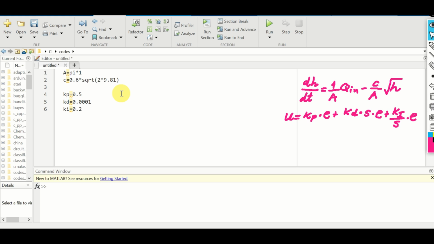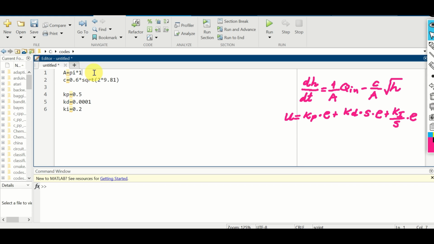The first step is to define the model parameters. The model parameters are A, that is the cross-section area of our tank, and this constant C over here. Over here, I will assume that the radius of my tank is equal to 1 meter. That is, I'm assuming that the tank is circular with a radius of 1 meter. Consequently, the cross-section area is given over here.